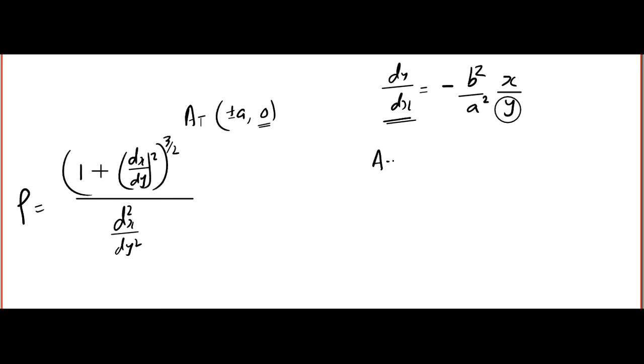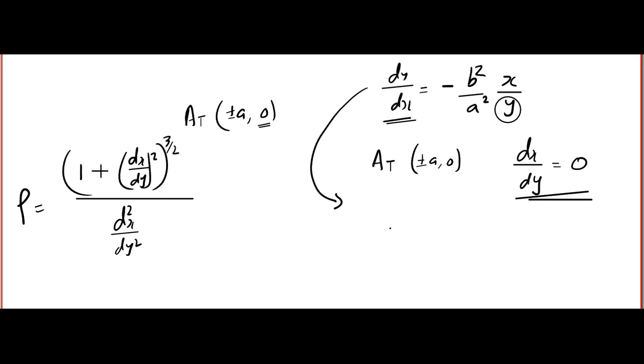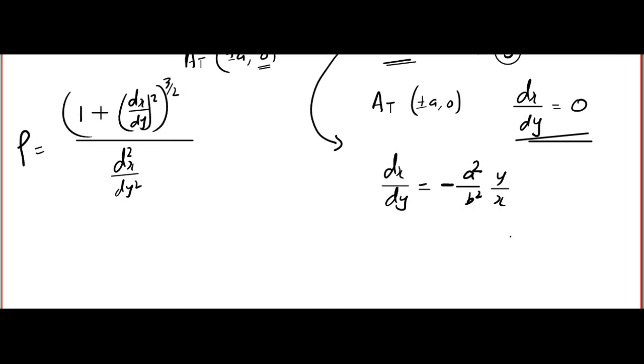So look at this. At plus or minus a comma 0, what will be dy by dx? Dy by dx will be infinity. So what will be dx by dy? Dx by dy will be 0. Okay, now I am going to write dx by dy is equal to minus a square by b square into y by x.